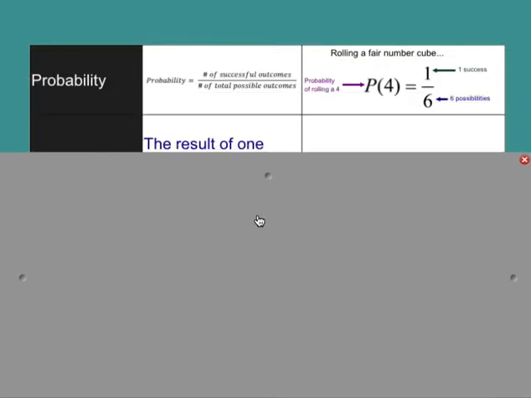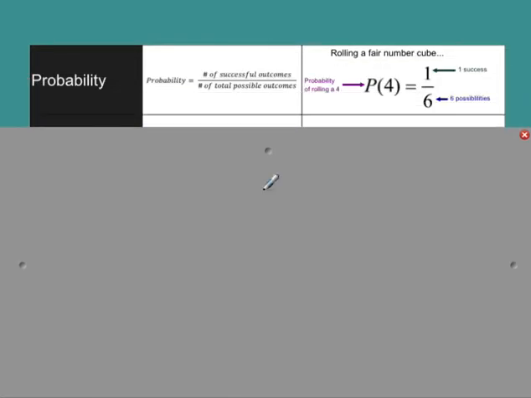So let's talk about probability. First, let's remember what we talked about probability initially, and that was that it's the number of successful outcomes divided by the number of total possible outcomes. So you have successes over total. So the probability of rolling a 4 on a die is 1 over 6.